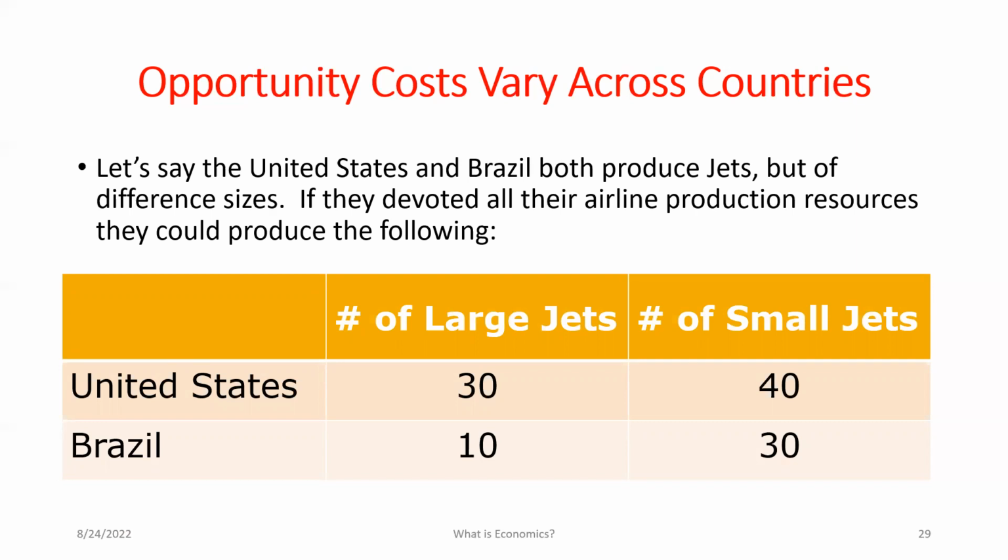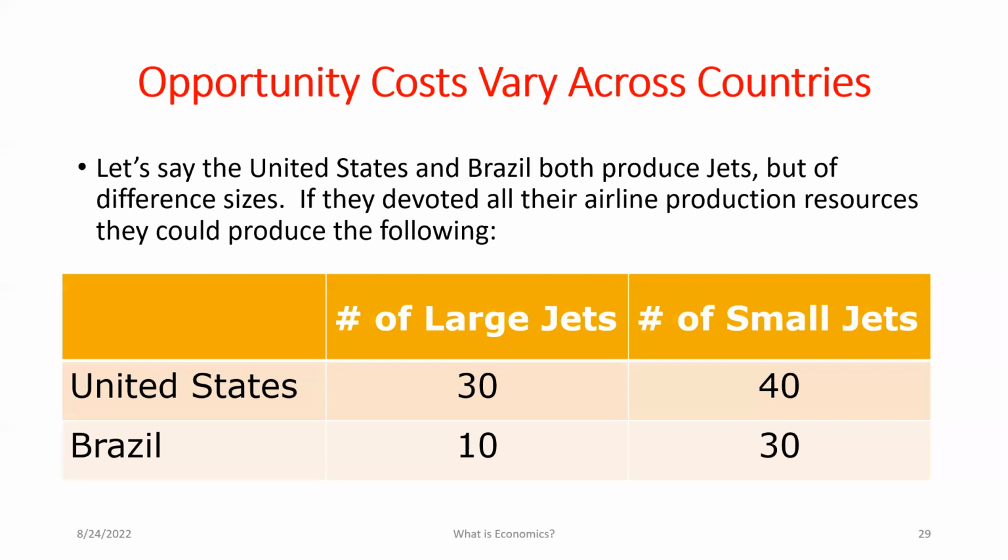So here we think about who has the absolute advantage in large jet production. Absolute advantage just means that using all the resources, they can produce more. So the United States, using all the resources, can produce more large jets than Brazil. We would say they have an absolute advantage in large jet production. We look at small jets. The United States, using all their resources, can produce more small jets than Brazil. So here we have an example where the US has an absolute advantage in both large and small jet production.